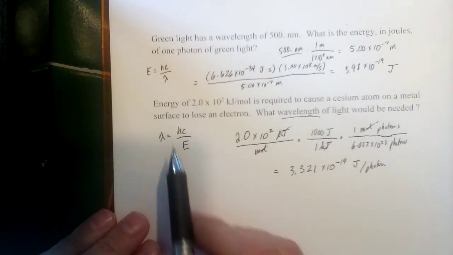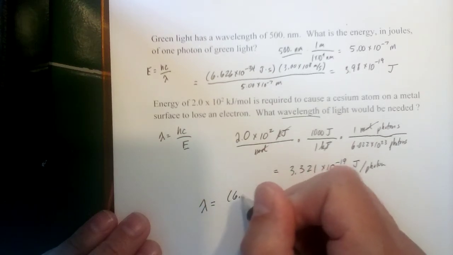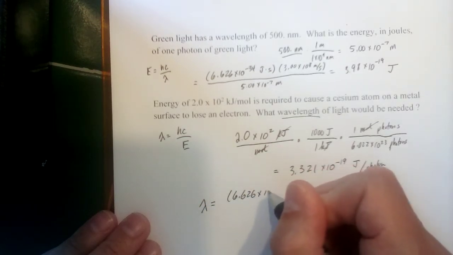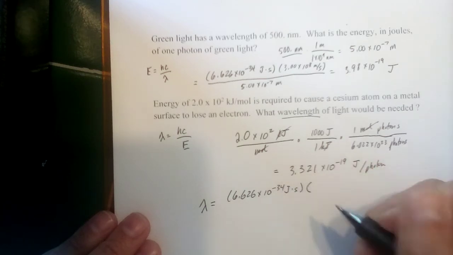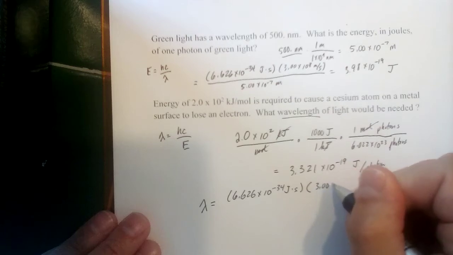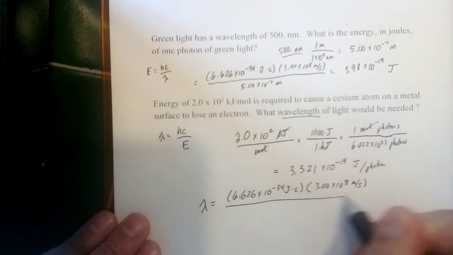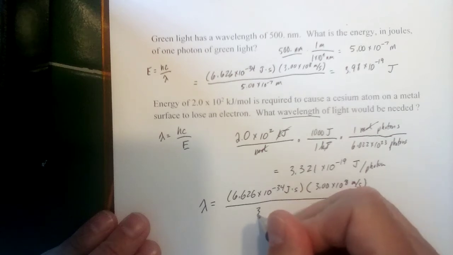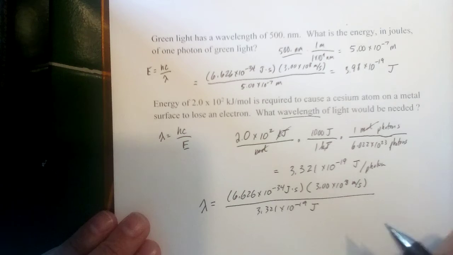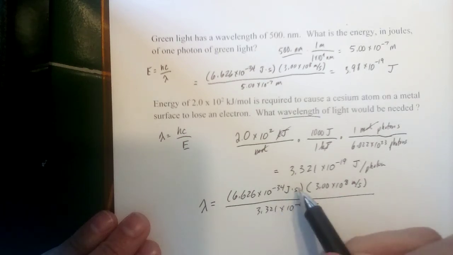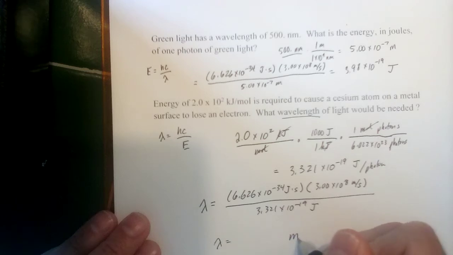But now I can plug in the wavelength of this light. Planck's constant, 6.626 times 10 to the minus 34th joule seconds. Speed of light, 3 times 10 to the 8th meters per second. And now I'm dividing by joules, 3.321 times 10 to the minus 19th joules. So in this case, joules is canceling, seconds is canceling. This is going to give me this wavelength in meters.